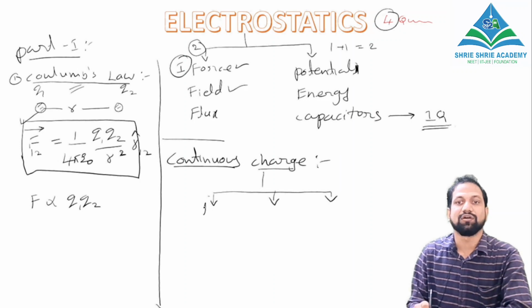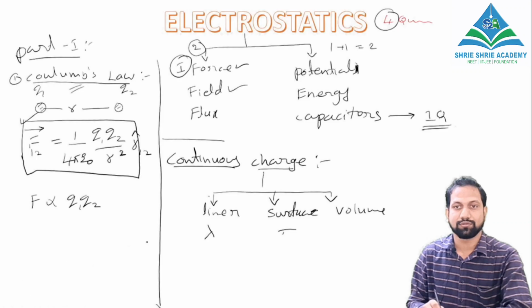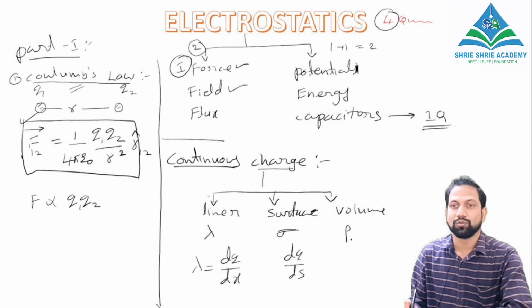First one is linear charge density, second is surface charge density, third is volume charge density. Linear is lambda, surface is sigma, volume is rho. The linear is charge per length, dq by dx. Surface is charge per surface area, dq by ds. Rho, the volume charge density, is charge per unit volume.